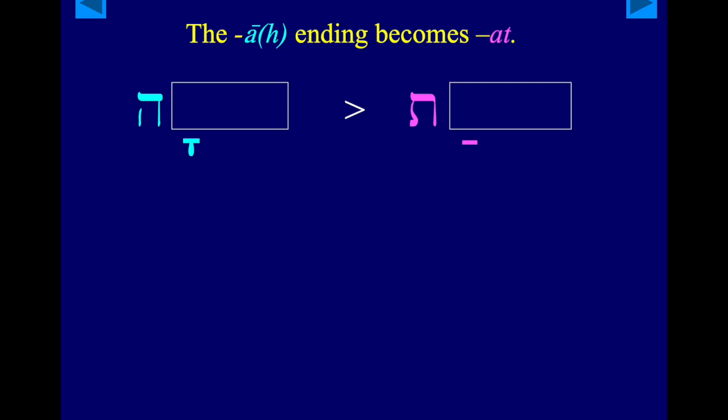One of the changes is that the ah ending, a very open ending, becomes at. Remember, at is a feminine ending. You can use this as a feminine ending just all by itself, like bat means daughter. Ben means son, bat means daughter. So at is a feminine ending all by itself, but if you have a word that ends in ah, like Torah, which means the instruction or law of Moses, the Torah, right? Torah is a feminine object.